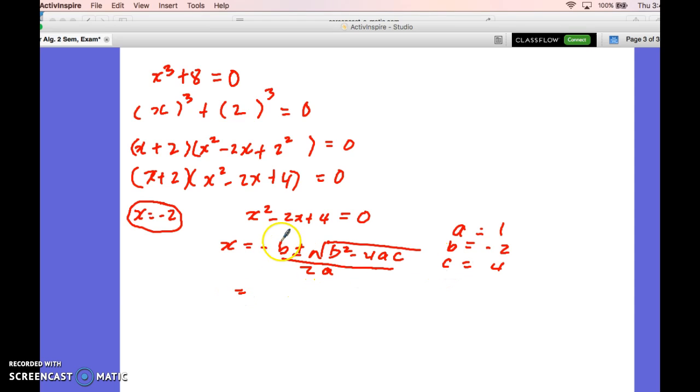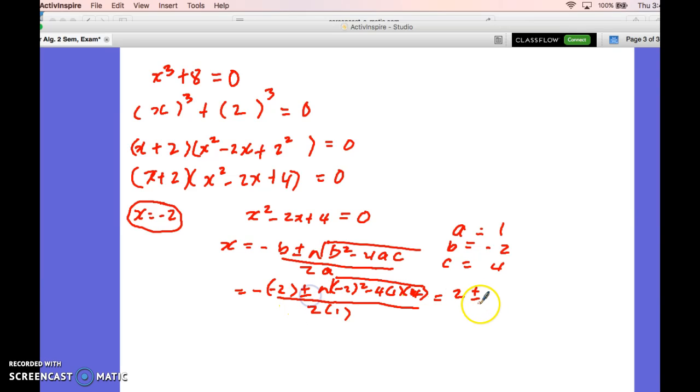So here I go. For b, I'm going to put negative 2. Under the square root here, I'm going to put negative 2, that is squared, minus 4 times a is 1, and c is 4, all over what? 2a, which is 2 times 1. Here we go. Minus negative 2 is going to be a positive 2, plus or minus, I've got my minus here. This is going to be the square root. Negative 2 squared would be 4, and negative 4 times 1 is negative 4. Negative 4 times a positive 4 is going to be a negative 16, all over 2 times 1 is 2.